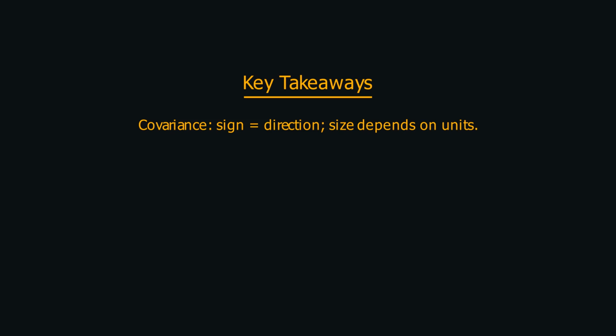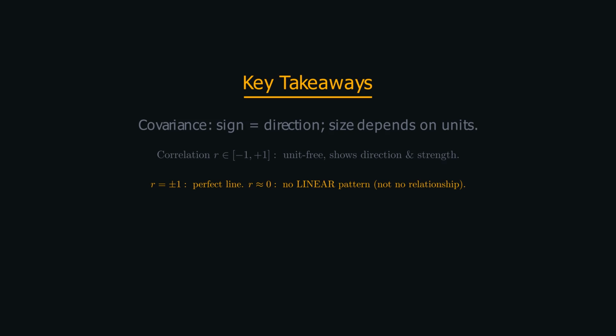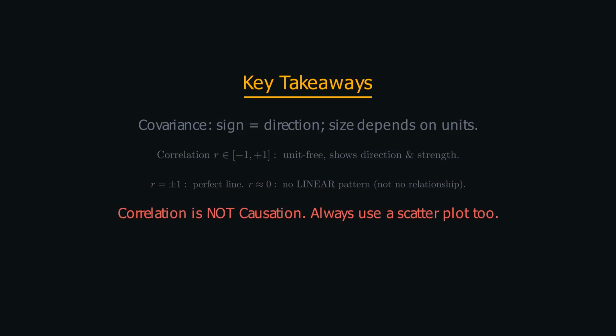Let us recap what we covered today. Covariance measures how 2 variables change together. Its sign shows the direction, but its size depends on units and is hard to interpret on its own. Correlation is covariance divided by the product of both standard deviations. It is always between -1 and +1, is unit-free, and tells you both the direction and the strength of the linear relationship. Correlation equals 1 or -1 means a perfect linear fit. Correlation near 0 means no linear pattern, but not necessarily no relationship at all. Correlation never proves causation, and always pair the number with a scatter plot.